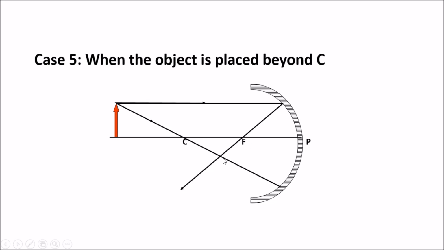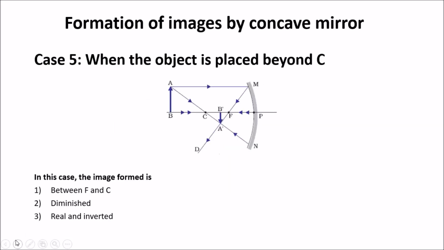So the image is going to be real and inverted. And based on the size, let's see what it is going to be. You can see in this case, the image formed is smaller than the object and it is between F and C. So what are the conclusions for case 5? If the question says draw the ray diagram for a concave mirror when the object is placed beyond C, this is your ray diagram. The results are, when the object is placed beyond C, the image is obtained between F and C, which is the focus and the center of curvature. Its size is diminished, smaller than the object, and you can see it's in the real region, so it is real and inverted.